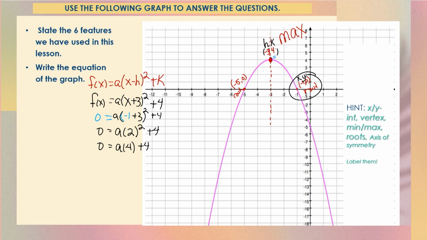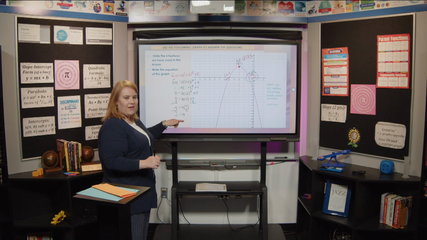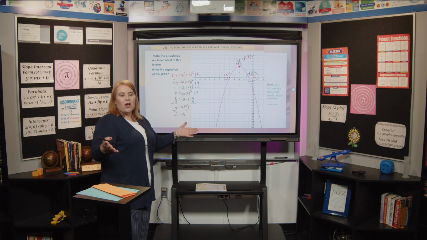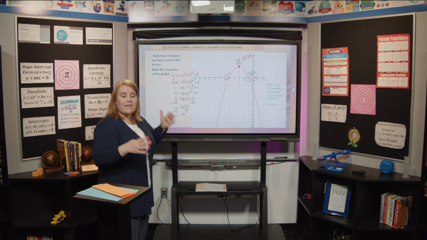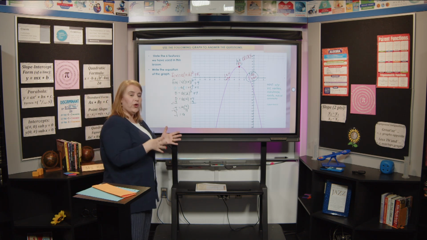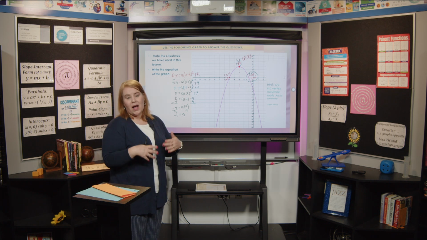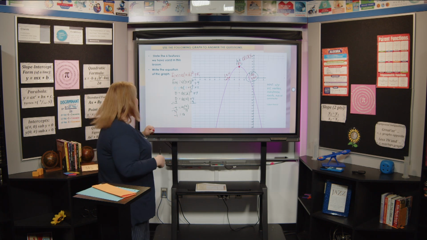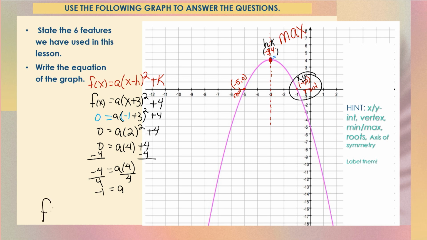Trying to get that a by itself, I'm going to do the opposite operation. -4 = a times 4. I'm going to divide by 4. So what does my a equal? -1. It's negative and it opens down. So right there, my a a while ago was positive and it opened up. So it does prove to us that negative a's open down, positive a's open up. So let's go ahead and finish writing this equation. So I have f(x) = -1(x + 3)^2 + 4.